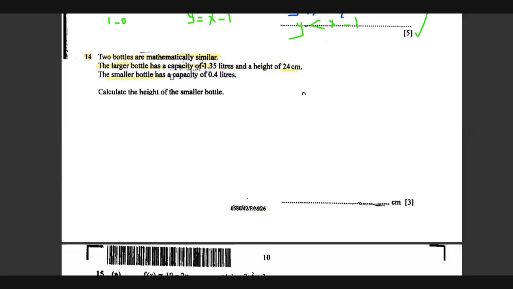The smaller bottle has a capacity of 0.4. So he gave you two capacities, two volumes, and one height, okay? And calculate the height. We are going to make it by the rule of the similar here.